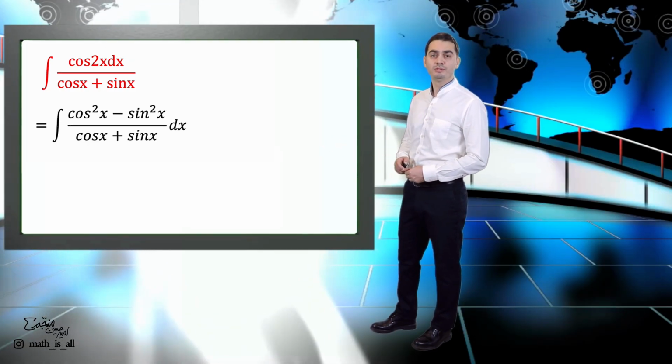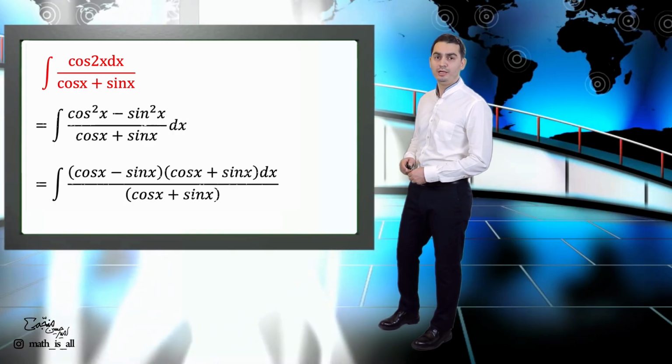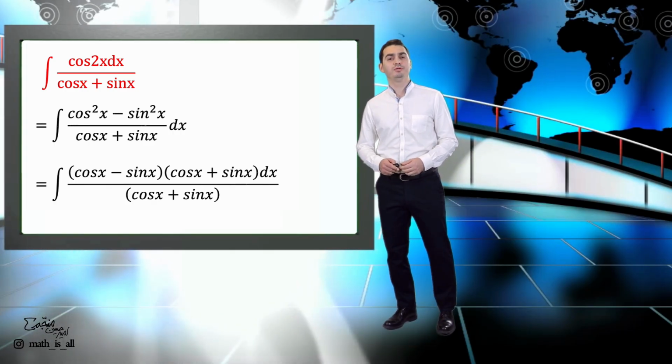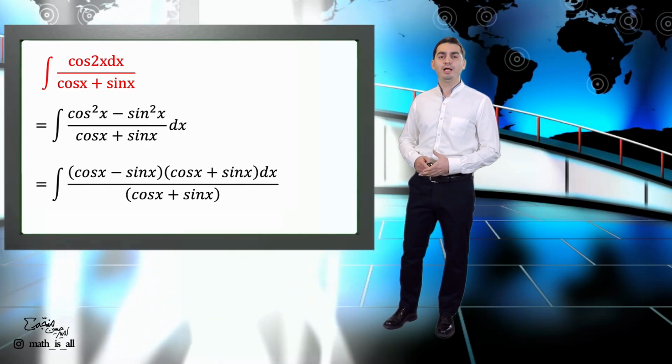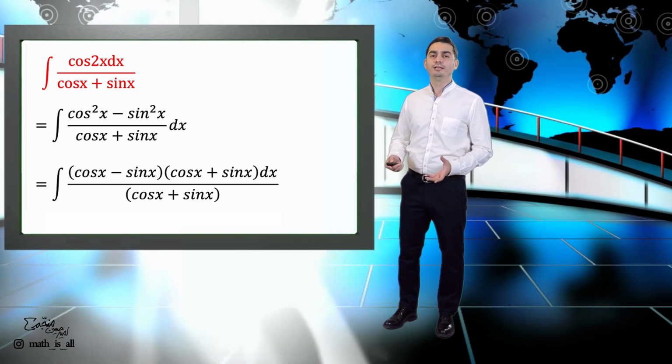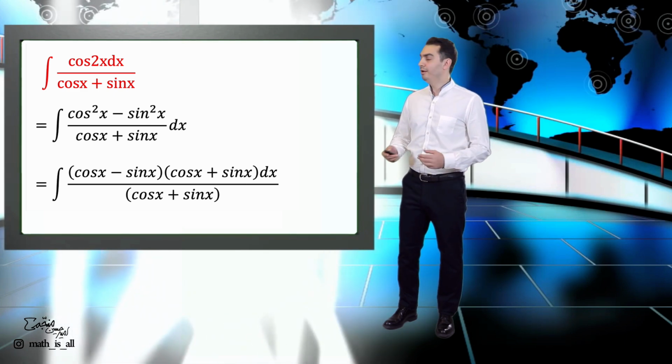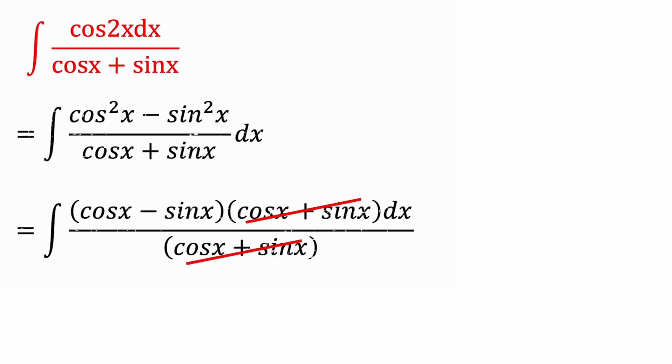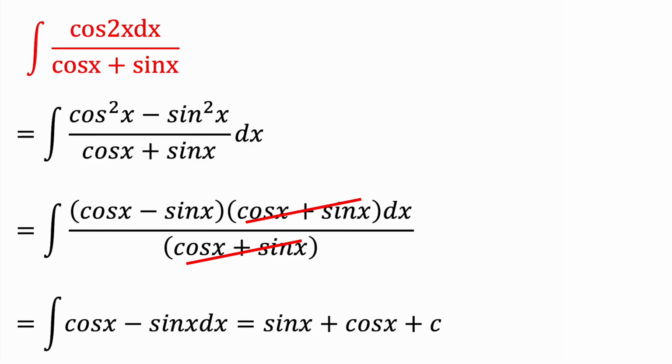If I write this relation and then factorize the expression using the conjugate identity, here we see that cosine x minus sine x multiplied by cosine x plus sin x. If we then simplify the cosine plus sin term in both the numerator and the denominator, the fraction will very easily cancel out. Then we will have the integral of cosine minus sin, and with the help of the relationships that we have learned, the result of the integral will be very easily obtained. Let's move on to the next example.